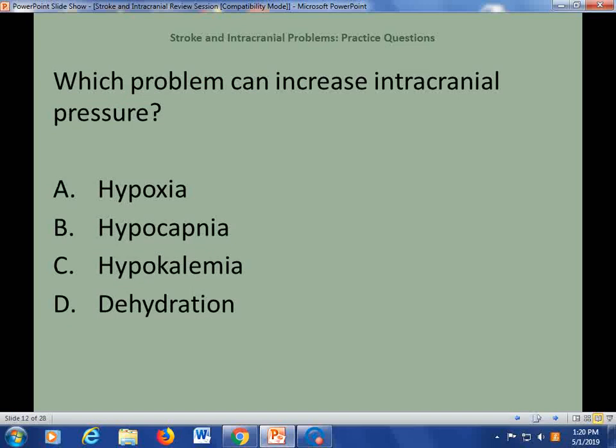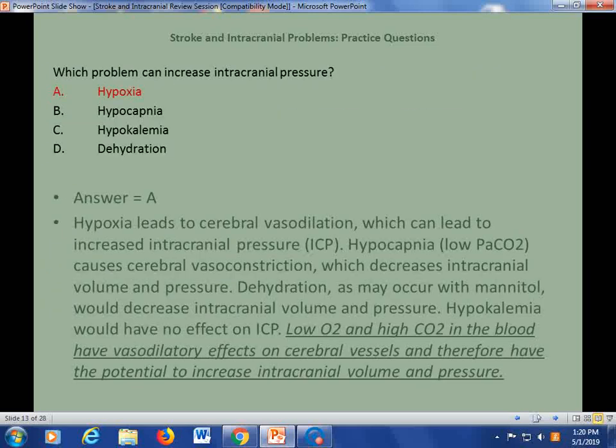Which problem can cause increased intracranial pressure? Let's look at the options here. We know what hypoxia is. That's a lack of oxygen at the tissue level. Hypocapnia is a fancy way of saying that there's less CO2 in the blood than normal. And then there's hypokalemia and dehydration. So which is the answer? Well, it's the one that's been changed to the red font. Hypoxia can increase the intracranial pressure.